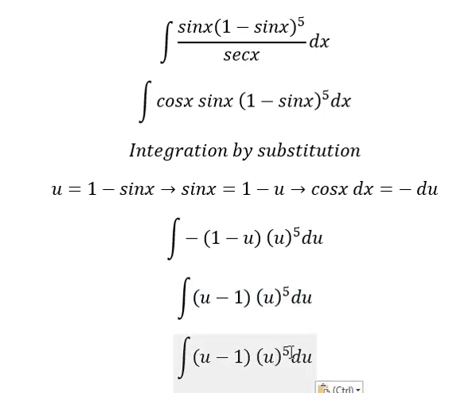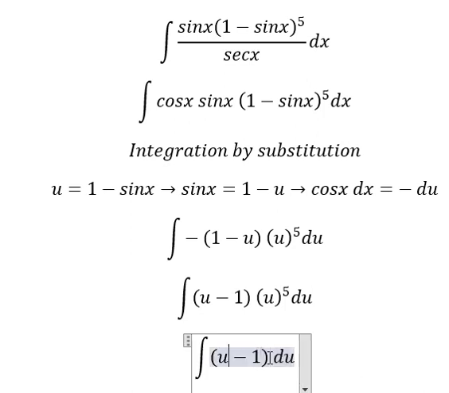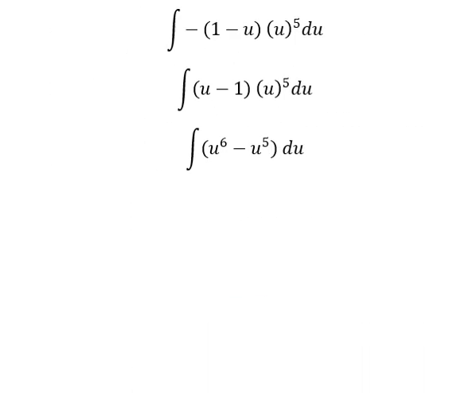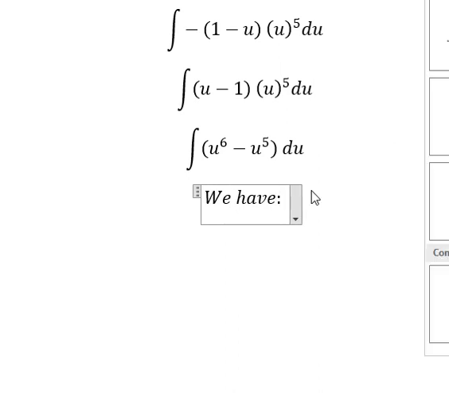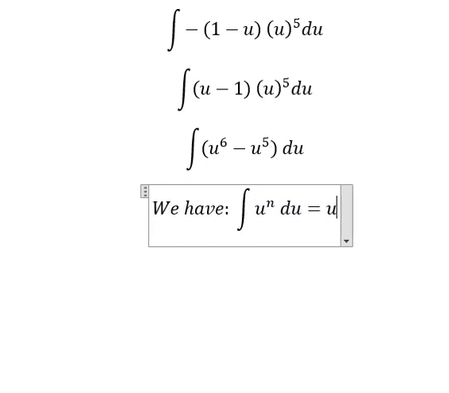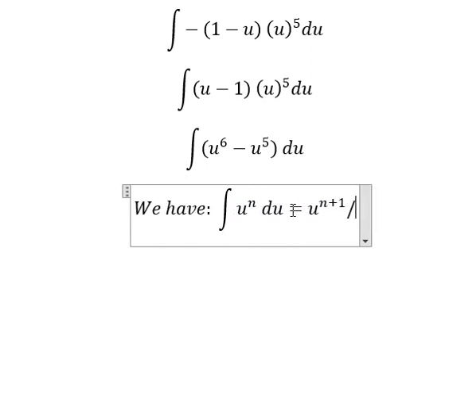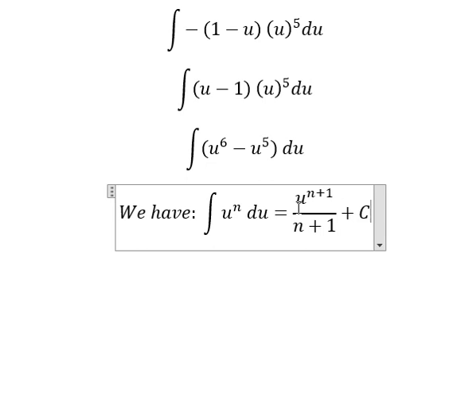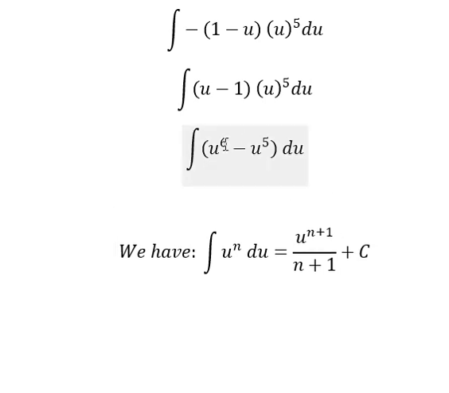So u to the power of 5 multiplied by u and number 1. And now we have the formula in here. So we put number 6 gone here. So 6 plus number 1, we have number 7.